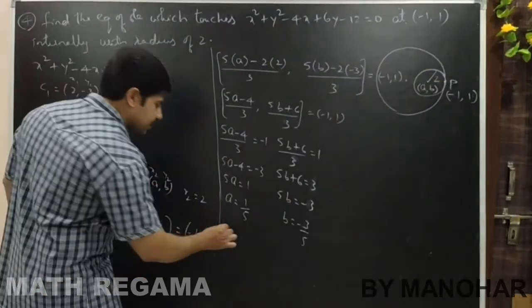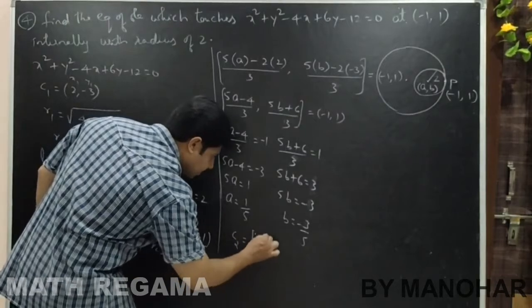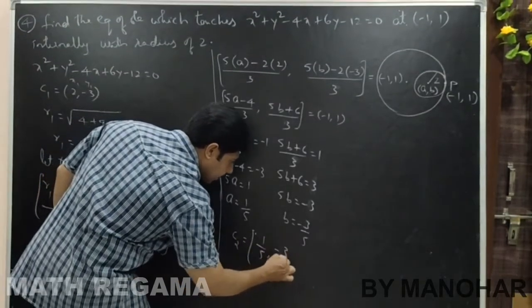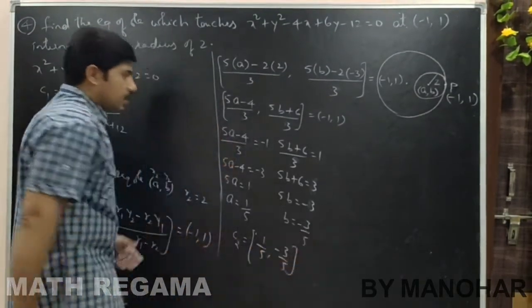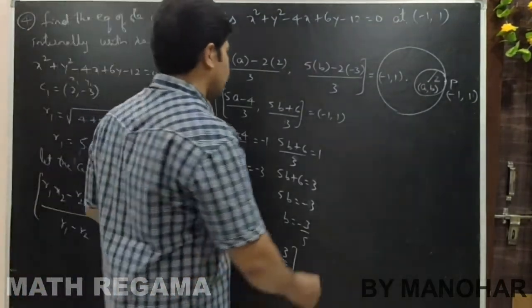Now what is the center we are getting? The center in this case is (1 by 5, minus 3 by 5). So after getting the center, we can find the equation of the required circle.